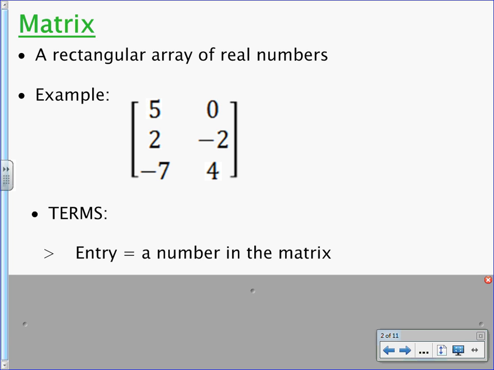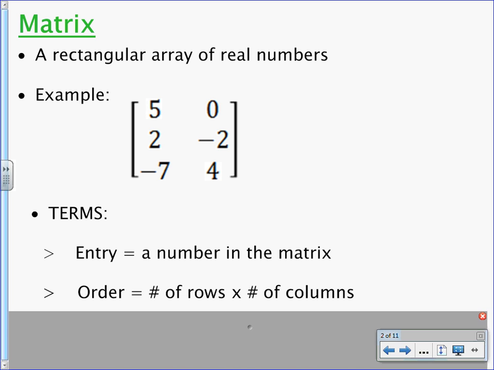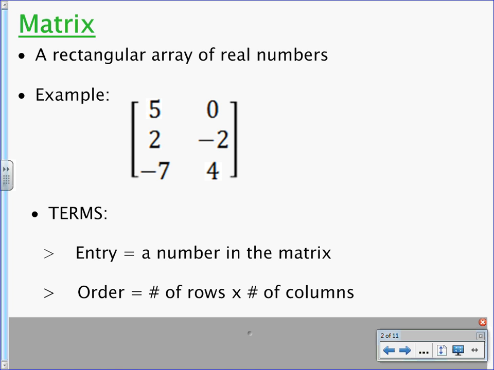So when we describe matrices, we describe them by their order. The order describes the number of rows by the number of columns. So, how many rows does this matrix have? 3. How many columns? 2. So we say that this is a 3 by 2 matrix.